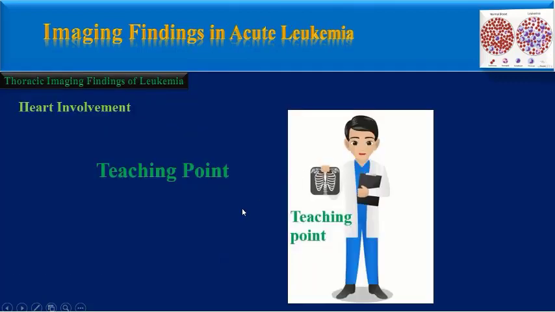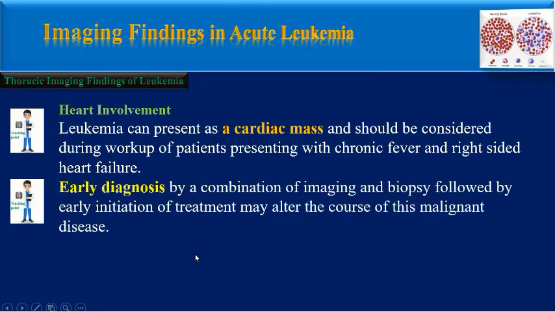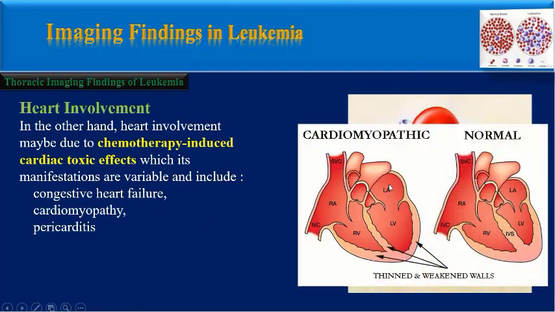Teaching point of heart involvement: leukemia can present as a cardiac mass and should be considered during workup of a patient presenting with chronic fever and right-sided heart failure. Early diagnosis by a combination of imaging and biopsy, followed by early initiation of treatment, may alter the course of this malignant disease. On the other hand, heart involvement may be due to chemotherapy-induced cardiac toxic effects, whose manifestations are variable and include congestive heart failure, cardiomyopathy, and pericarditis.